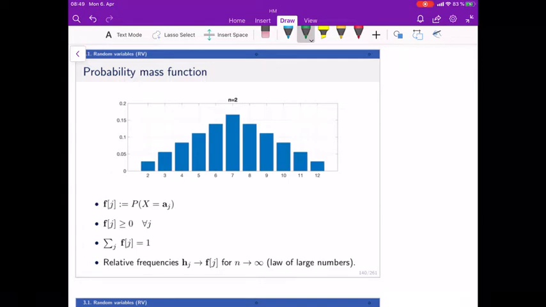So, for example, a probability mass function could look like that. We've got different outcomes. This axis is my x: x equals 2, x equals 3, and so on up to 12. And the height here, I should have labeled this graph, sorry about that, is my f of x.